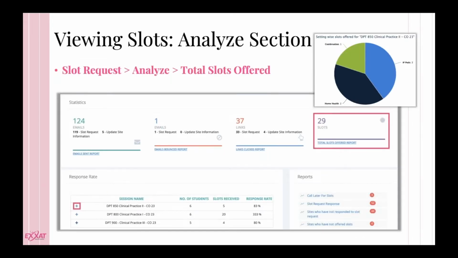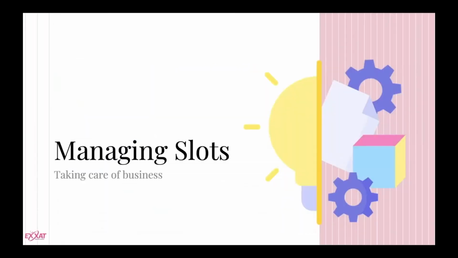You can also view your offered slots through the Analyze section. So you'll go to slot request, click on Analyze, which is the one that looks like a little bar graph, and then you'll click on the total slots offered report, and it's going to show you what the slots offered are. Okay, so before we move on from this first section, that's kind of looking at your received slots.